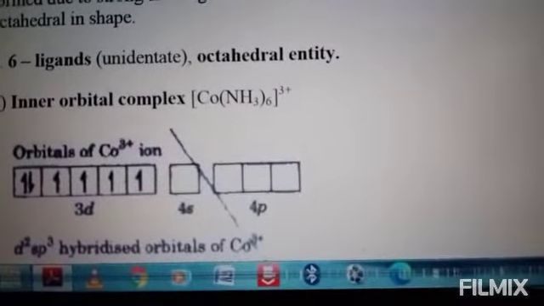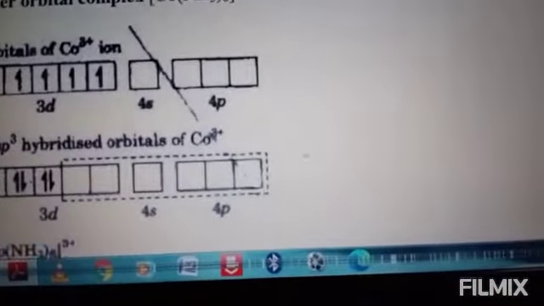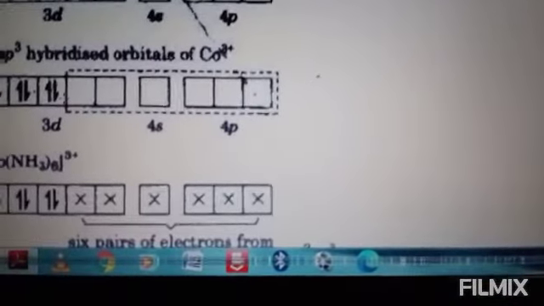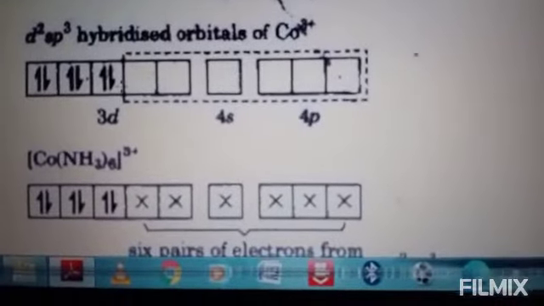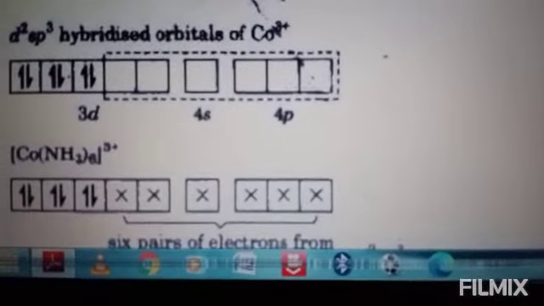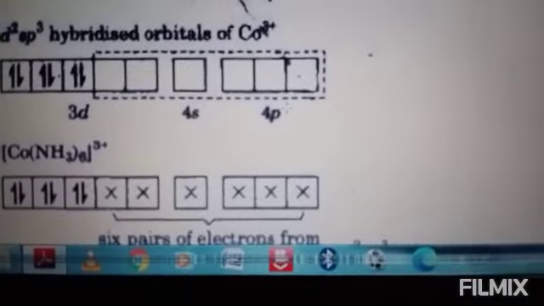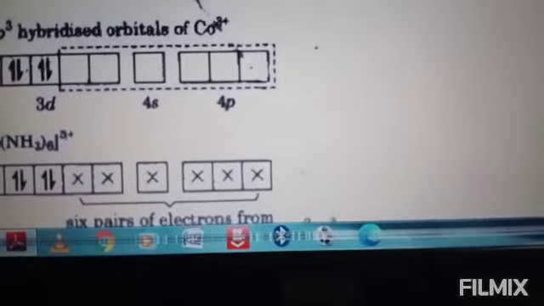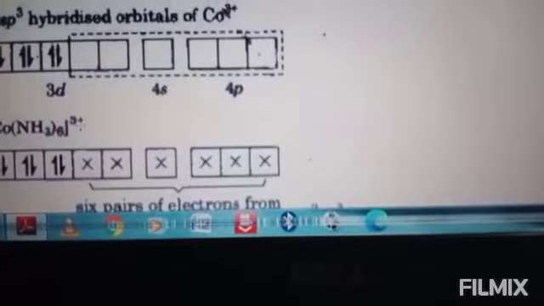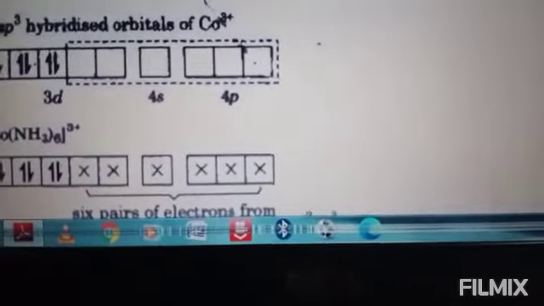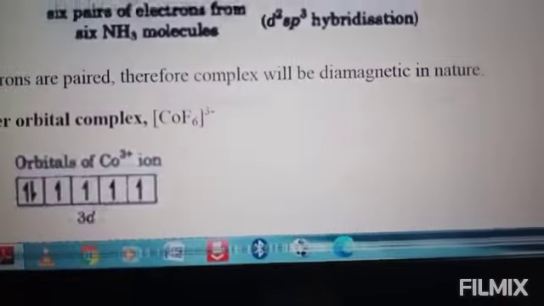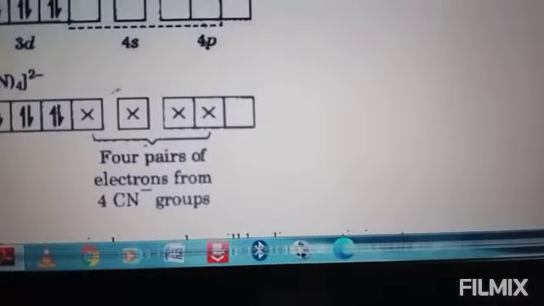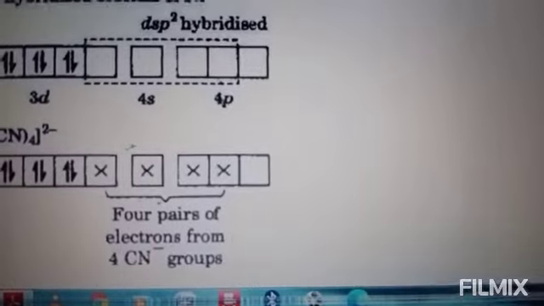By sharing electrons from the ammonia, the hybridization becomes 2 from 3d, 1 from 4s, and 3 from 4p. So d2sp3 hybridization. Okay, so this Co(NH3)6 3+ complex will have the electronic configuration together as here.